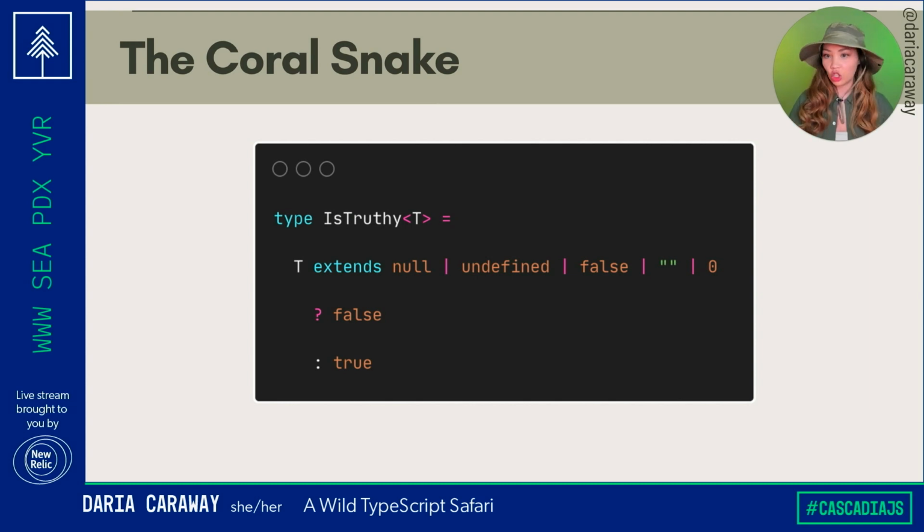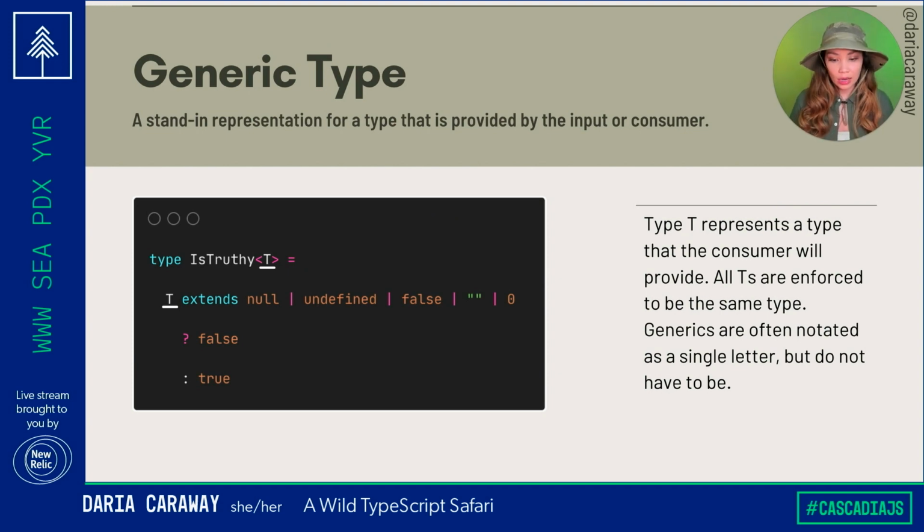First thing I want to do is just spread it out so it's a little bit easier to take in. Then let's dive into the generic. Generic types are incredibly useful for making types more generic. A generic is basically a stand-in representation for a type that will either be provided as input or inferred by TypeScript. Here, type T represents a type that is going to be supplied by the user, and TypeScript will enforce all T's to be the same type.